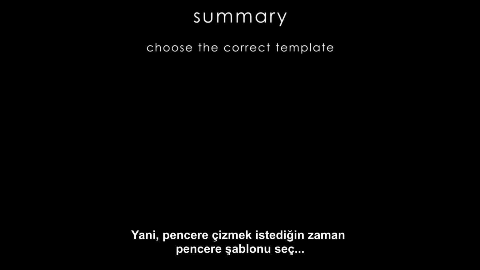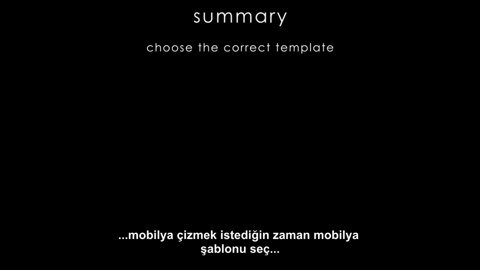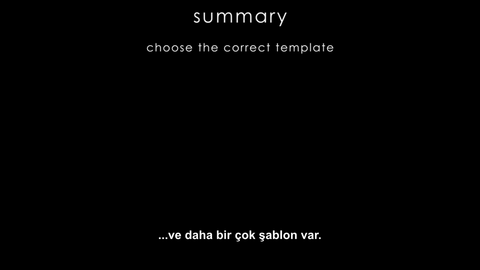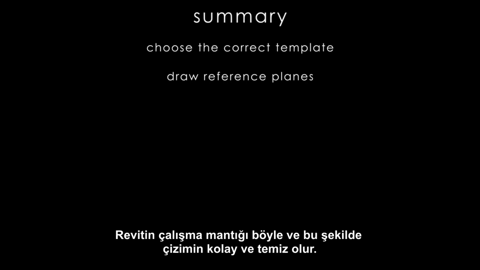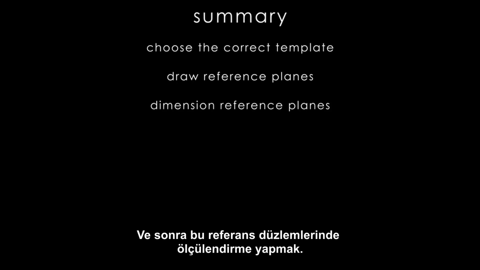To sum up this tutorial, whenever you start to create a new family, you always need to choose the correct template. So when you want to draw a window, you choose the window template, and when you want to draw furniture, choose the furniture template, or something simple, you might even use the generic template, and there are many more. And then you don't start by drawing the geometry itself, you always start by drawing reference planes. That's just the way Revit works, and it keeps your drawing clean and simple. And then you dimension these reference planes.